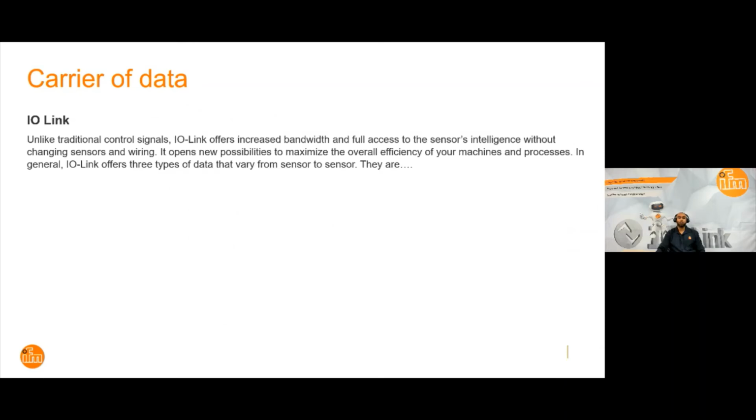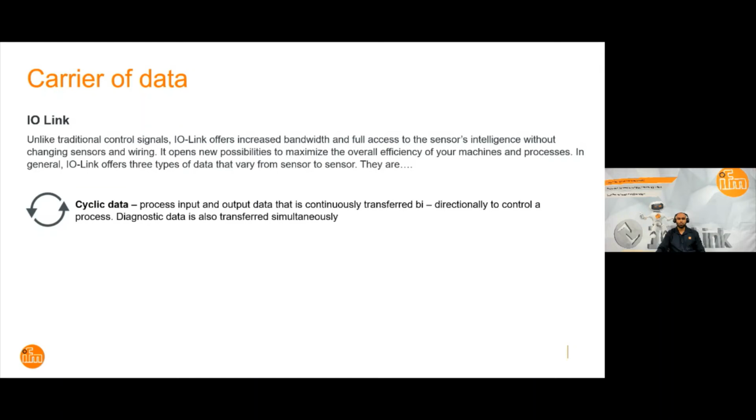Now, unlike traditional control signals, IO-Link offers increased bandwidth and full access to the sensor's intelligence without changing the sensor and the wiring. So it opens new possibilities to maximize the overall efficiency of your machine and processes. In general, IO-Link offers three types of data that vary from sensor to sensor. Number one, cyclic data. So this is your actual process variables, right? Input and output data is continuously transferred bidirectionally for process control. With that data, we also get diagnostic information that is sent simultaneously.